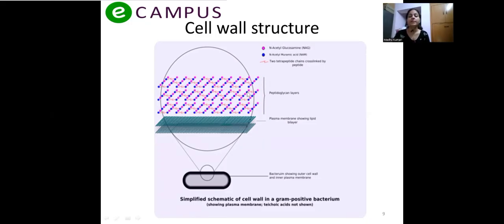So the plasma membrane shows a lipid bilayer. This is the plasma membrane and it is a lipid bilayer. Clear? So this is the peptidoglycan layer. This is the plasma membrane showing the lipid bilayer, and this peptidoglycan layer is made up of NAG and NAM, and NAG and NAM are joined with the two tetrapeptide chains that are cross linked by a peptide.